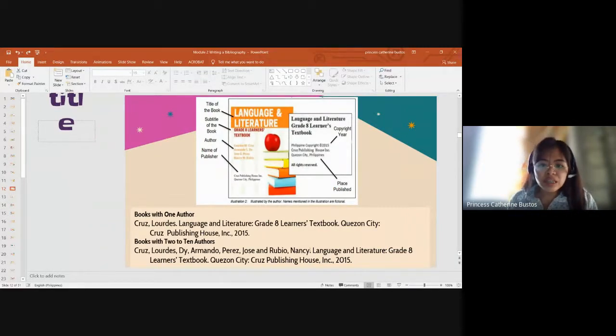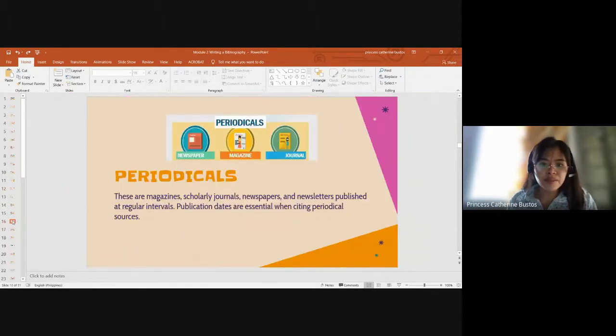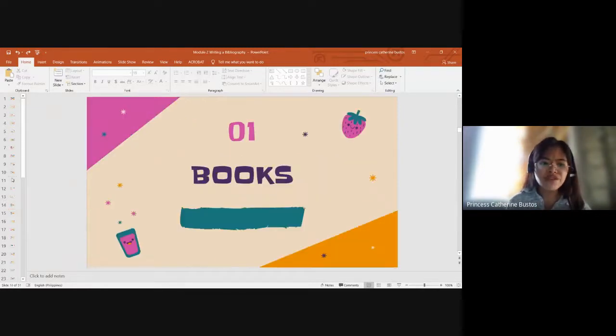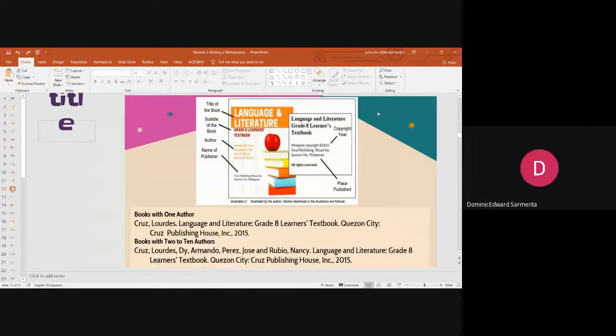Ma'am, do we have to arrange them alphabetically? Okay, let's answer that. Here, two or more authors should be listed in order as they appear as authors in the book and not necessarily alphabetically. Now, for sources with more than 10 authors, include only the first 7 in the bibliography, followed by et al, a Latin phrase which means and others. Do you follow? Yes, I follow.